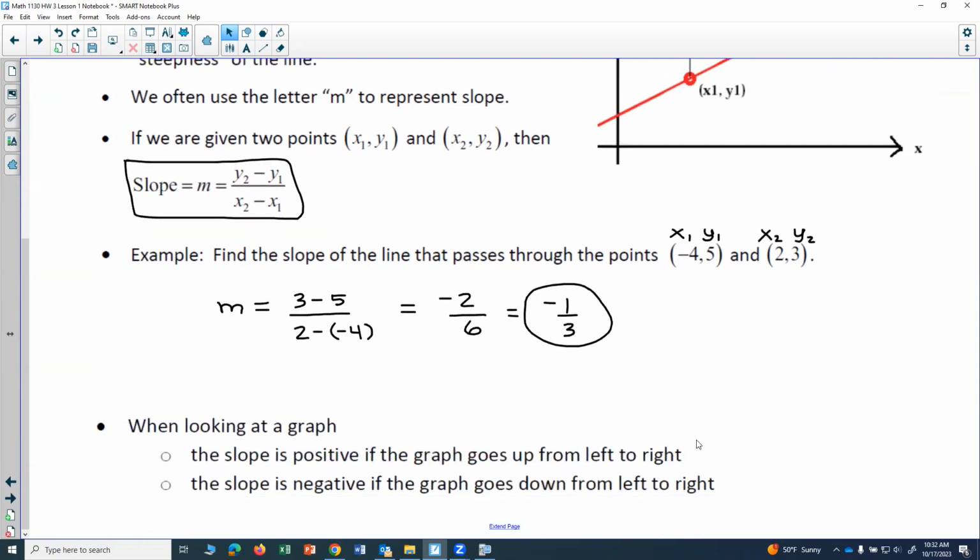When looking at a graph, the slope is positive if the graph goes up from left to right. So if it's sloping up like this, it's going to be a positive slope. If it is sloping down from left to right, so like this, then your slope will be a negative. We'll look more at using slope in another video, using slope to graph.